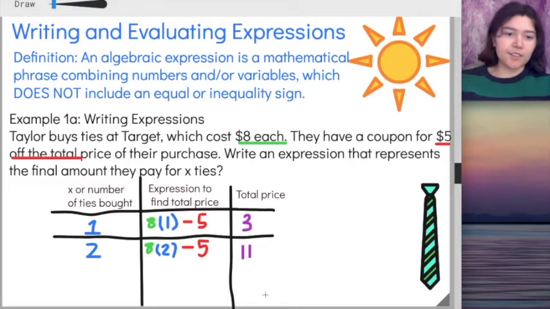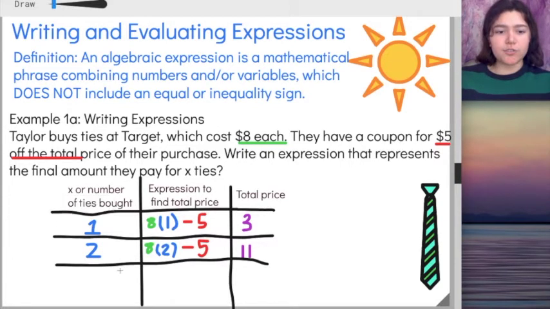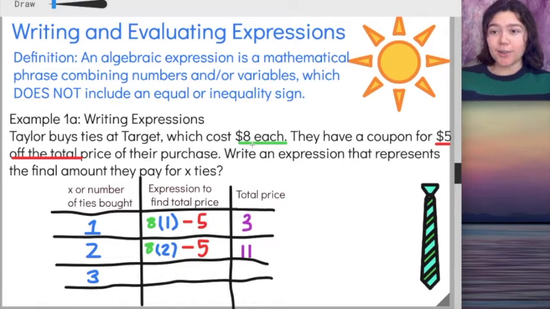All right, let's try another one. So now let's do 3 ties. So same idea. To find 3 ties, I'm going to need to multiply 3 times $8. Why am I doing that?